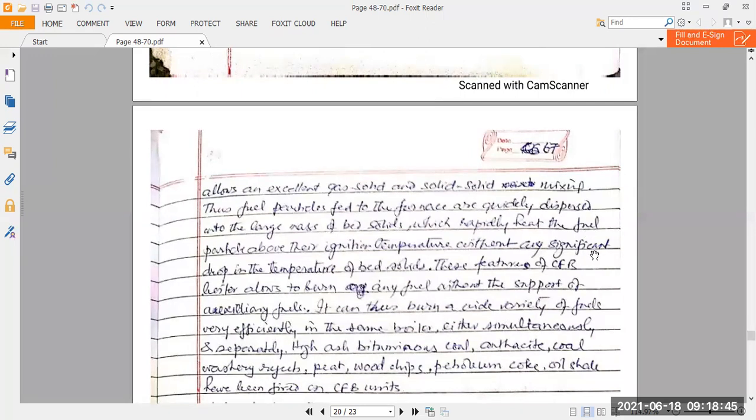Thus, it burns a wide range of fuels. This type of boiler, the CFB boiler, burns a wide range of fuels very efficiently, either simultaneously or separately. High ash bituminous coal, anthracite coal, coal washery rejects, peat, wood chips, petroleum coke, and oil shale have all been fired in CFB boilers.